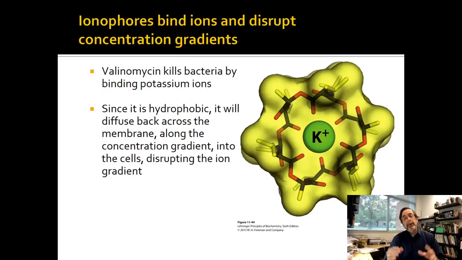The good news is your cells have defenses against this, but bacteria don't. And so you have some bacterial antibiotics that work exactly this way. They are hydrophobic on the outside, donuts with a hydrophilic inside. The ion binds into the hydrophilic inside, and this allows it to move down its concentration gradient, from high concentration potassium to low concentration potassium. They'll do that very naturally and happily, and that will disrupt the voltage of the cell, and that will kill the cell.